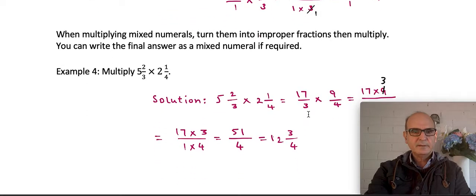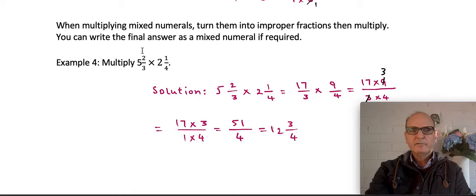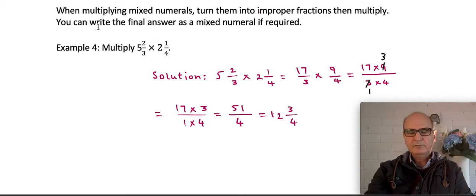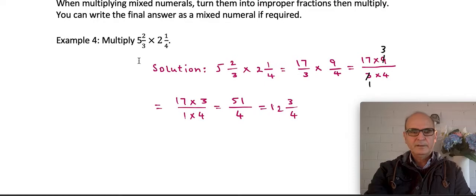Okay, next concept is when multiplying mixed numerals, turn them into improper fractions, then multiply. And if you want, at the end, you can write your answer in the form of a mixed numeral. Here they are asking me to multiply these two mixed numerals, 5 and 2/3 and 2 1/4. So I just write them down and turn each of them into an improper fraction.